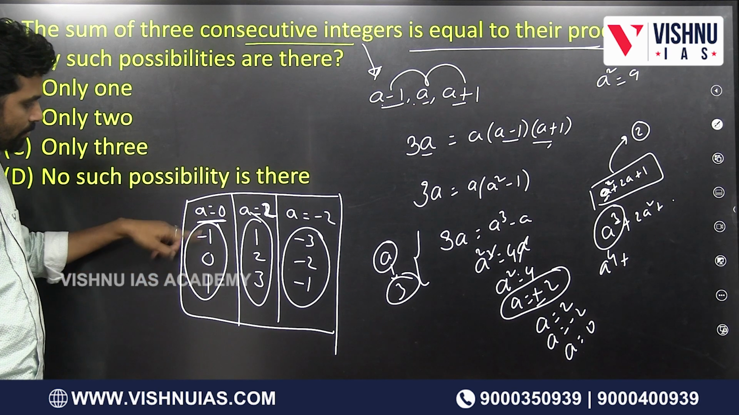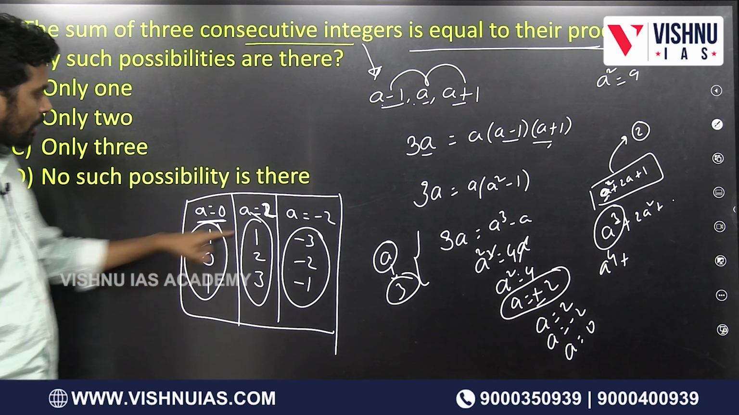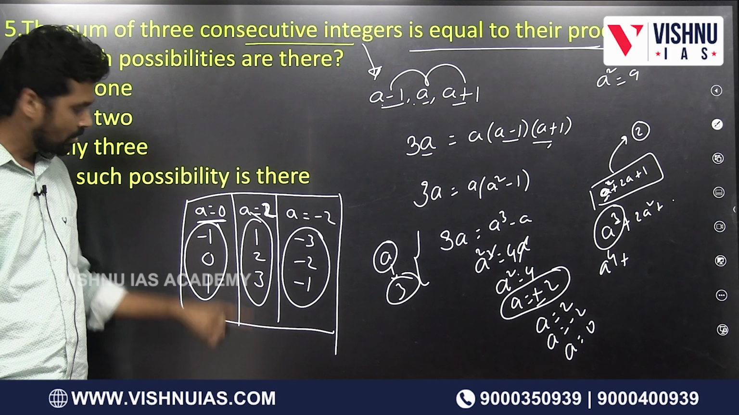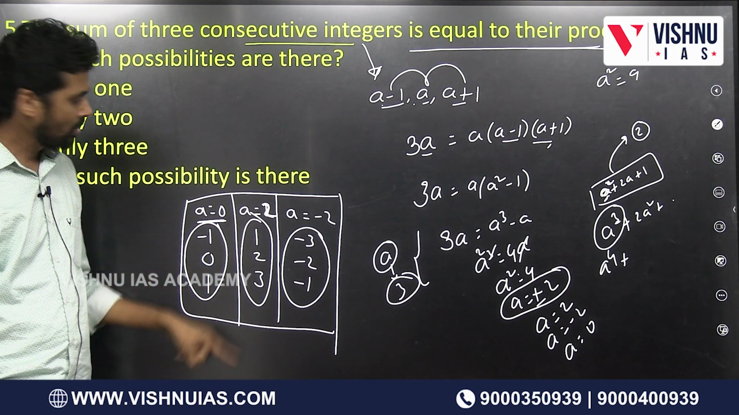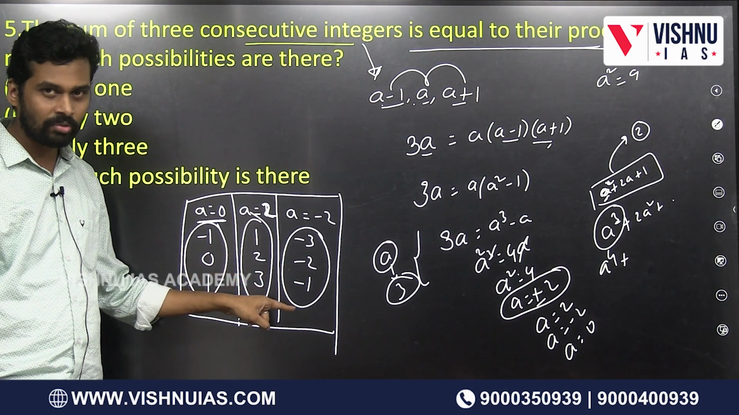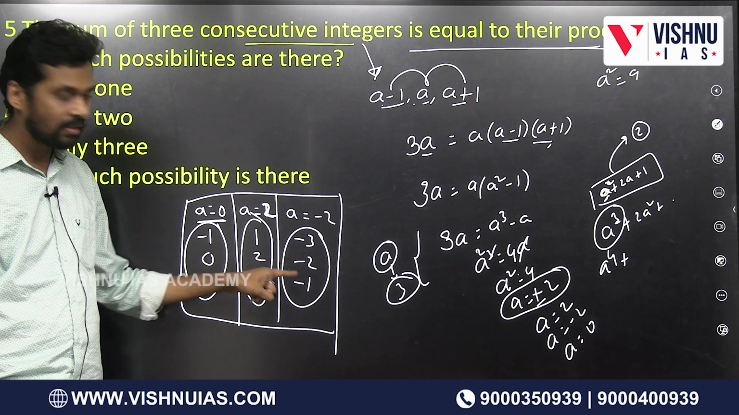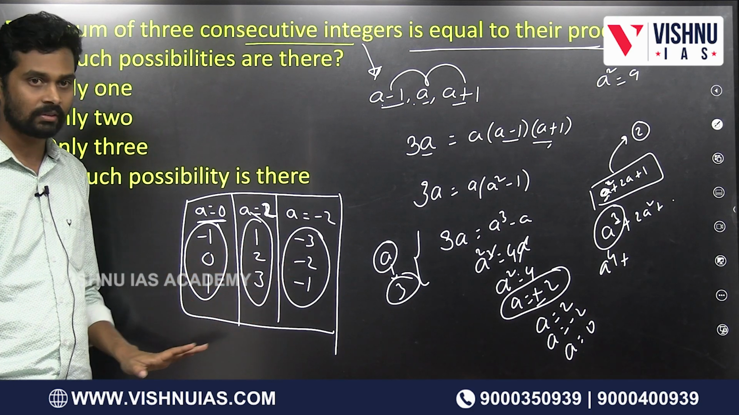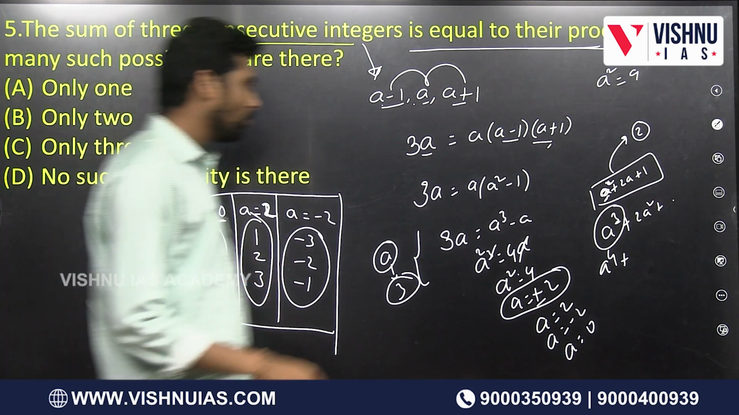Okay. So you can check the sum of the 3 consecutive numbers. 0, when you multiply, again we will get 0. 1 plus 2 plus 3 is 6, and 1 into 2 into 3 is 6. Minus 3 minus 2 minus 1 is minus 6, and if you multiply minus 3 into minus 2 into minus 1, again minus 6. Okay. So you don't need to do all these things.